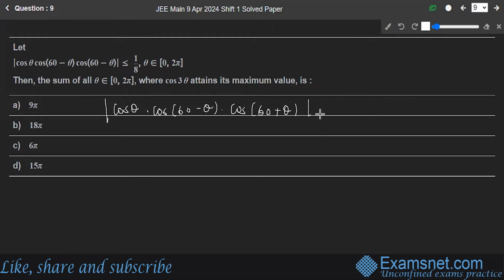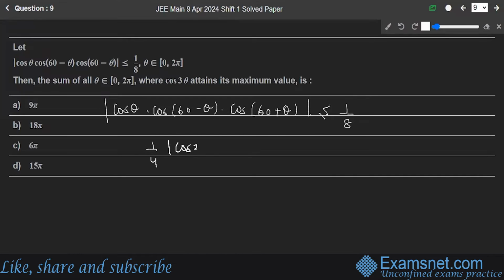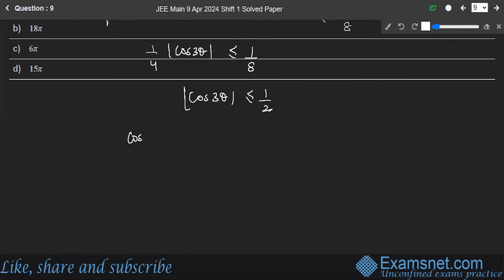This is less than or equal to 1 by 8, or this gives you 1 by 4 cos 3 theta. That means cos 3 theta is less than or equal to 1 by 2. So cos theta is maximum if, for the maximum value, cos 3 theta will be 1 by 2.